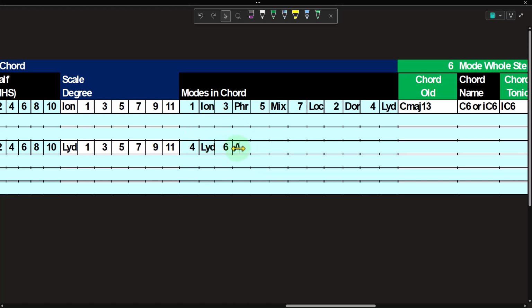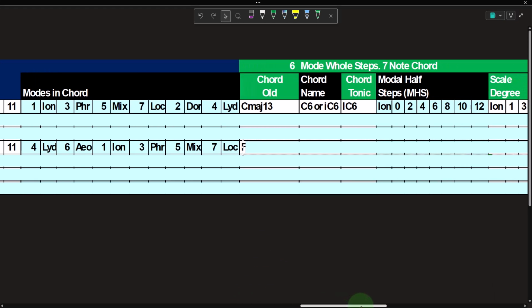So we just skip every other note, 4 to 6, 6, 7, and then around the horn to 1, and then 1 to 3, and then 3 to 5, and then 5 to 7, meaning this chord we would hold down a 4, 6, 1, 3, 5, 7, or Lydian, Aeolian, Ionian, Phrygian, Mixolydian, Locrian. Now you can't actually do that, but that's kind of what we assume. We would drop some of those.